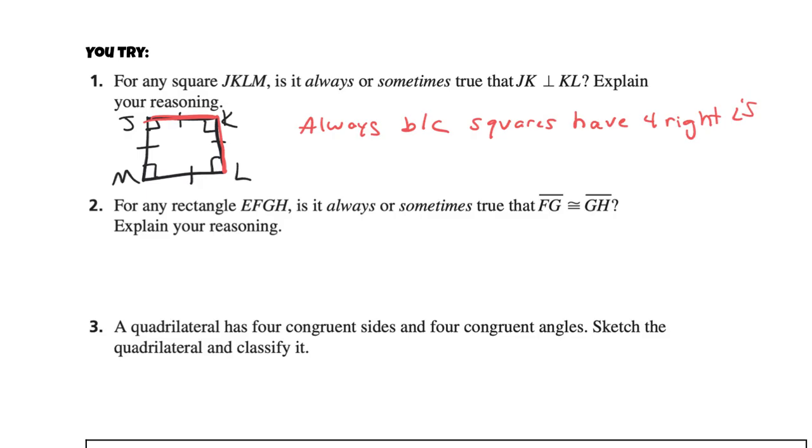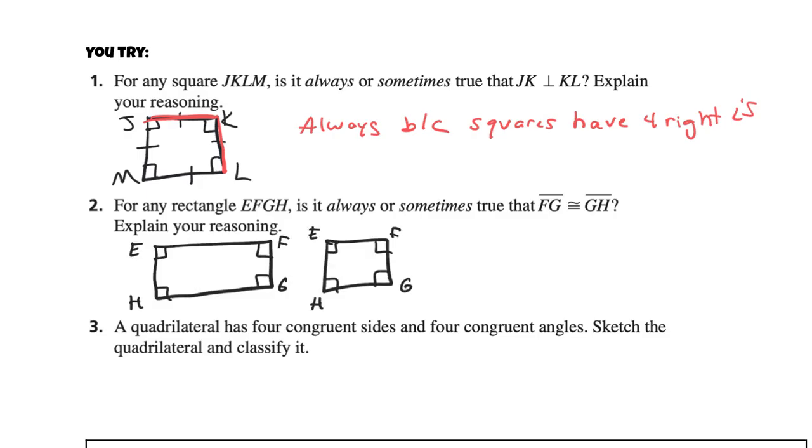All right, so let's go ahead and look at number 2. If you look at number 2, we have a rectangle EFGH. So you can see I drew both situations where the rectangle has two side lengths that are different and one where they all are the same. Remember, again, by definition, rectangles just have four right angles and they're a parallelogram. So it says, is it always or sometimes true that FG is congruent to GH? Well, in this case, it would not be true, right? When it's a square, it is true. Okay, so we're going to say sometimes, when the rectangle is also a square.